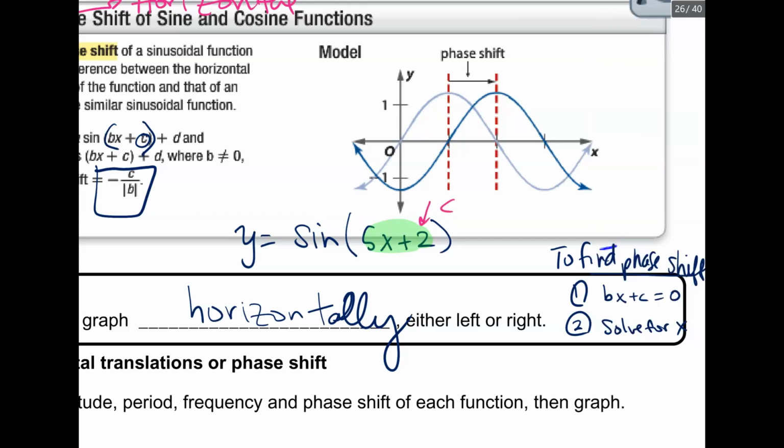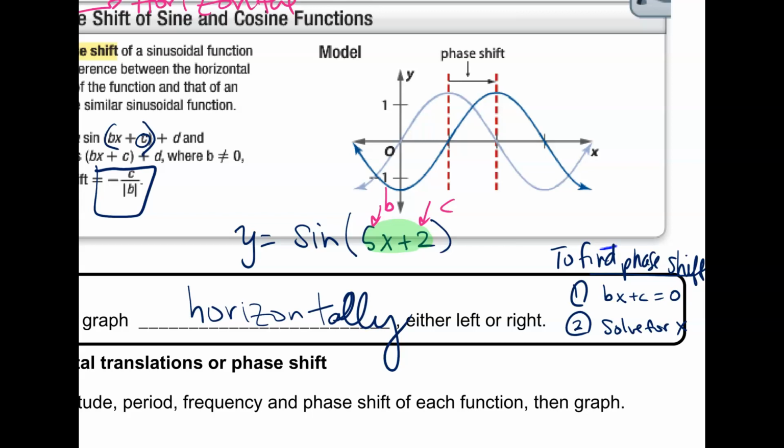Right, because this is my C, this is my B. That way you don't have a billion formulas to remember. It's like, okay, cool, set the inside equals 0. You can also set the inside of the inequalities and solve, and that tells me where I start and end. Try to make it as simple as possible.